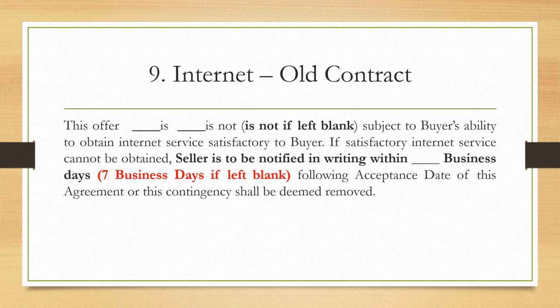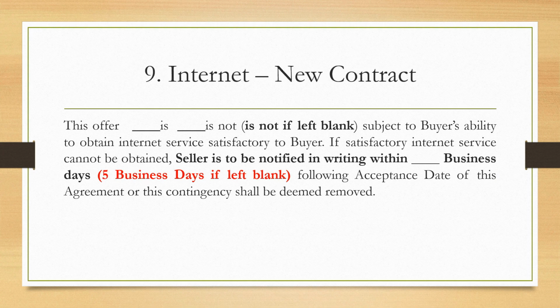Same with internet. Under the old contract, that was 7 business days to satisfy the internet contingency. And now, under the new contract, it's been shortened to a default of 5 business days. And for the same reason, that's a matter of shopping around to internet service providers and determining what internet speeds are available and various options associated with internet.